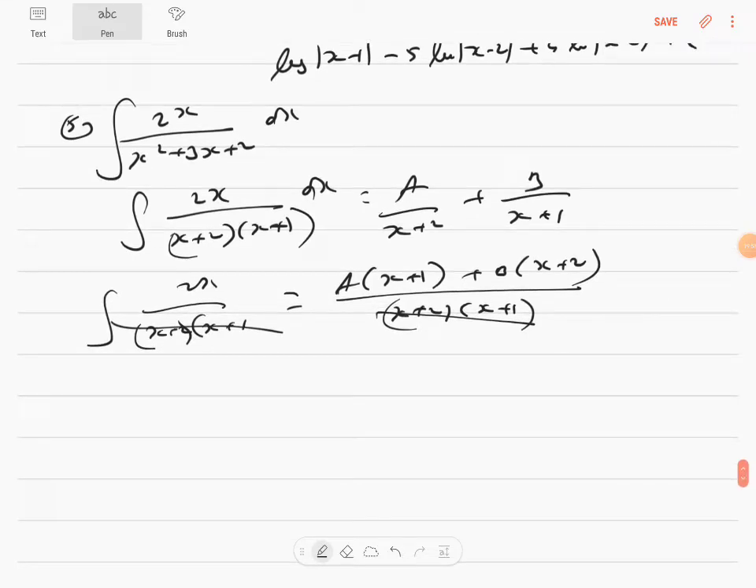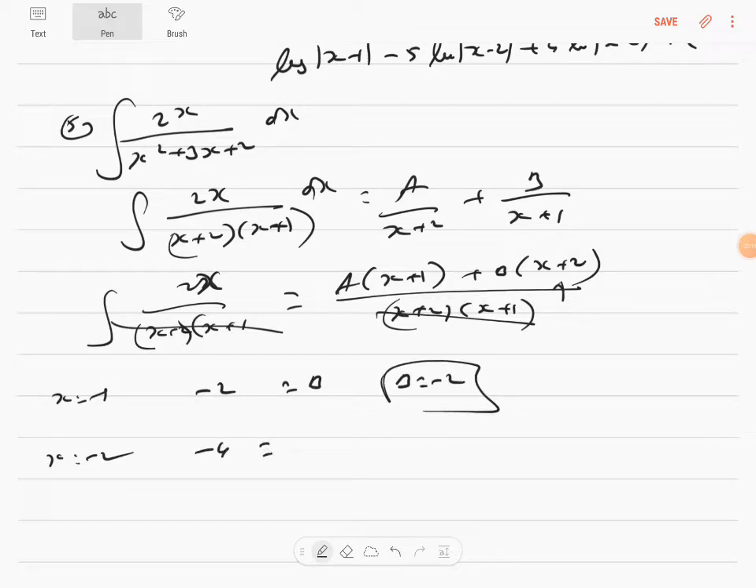So equating these two, you can assume x is equal to minus 1 and x is equal to minus 2 alternatively. If you assume minus 1, the left side will become minus 2, and this term will become 0, and this term will become minus 1 plus 2 is b. So b is equal to minus 2. If you assume minus 2, it will be minus 4, and minus 2 plus 1 is minus a. This of course will be 0, so a is equal to 4.